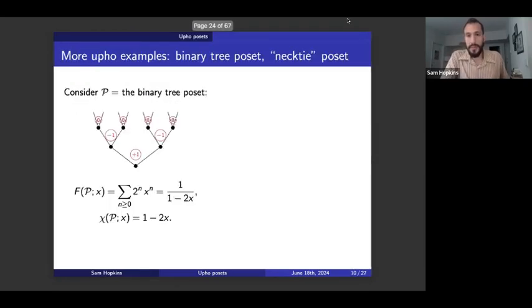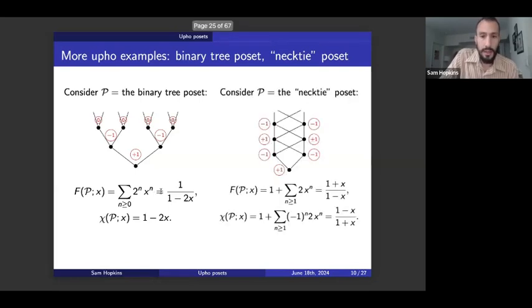Let's see some more examples of Upho posets. So here's one on the left, the binary tree poset. It's just an infinite binary tree rooted at the minimum element 0. The number of things at each rank is 2 to the n, so the rank generating function is 1 over 1 minus 2x. And you can compute that the characteristic generating function is 1 minus 2x. Again, just a polynomial, not a formal power series.